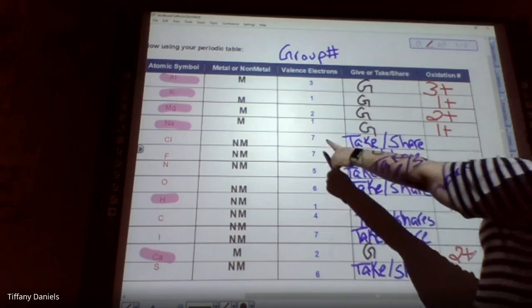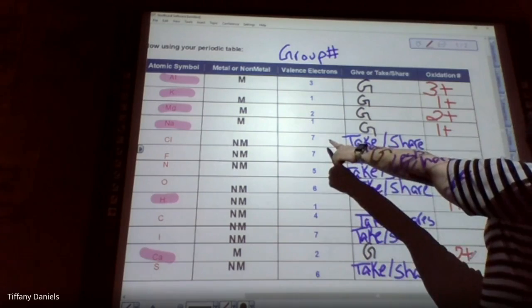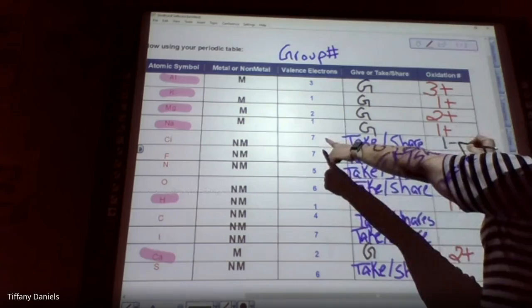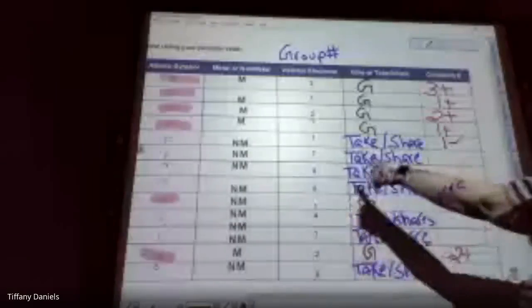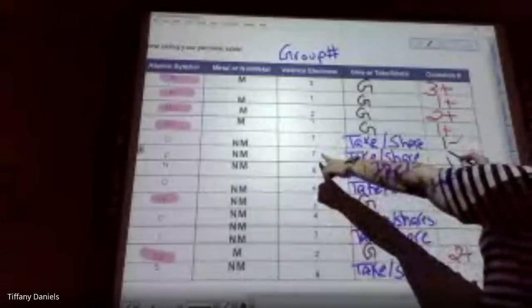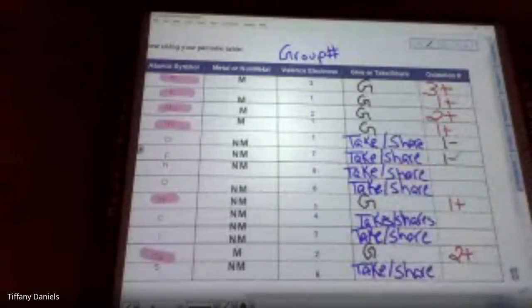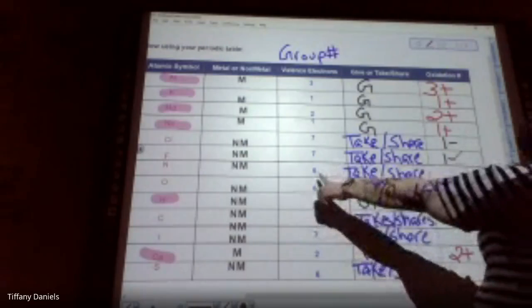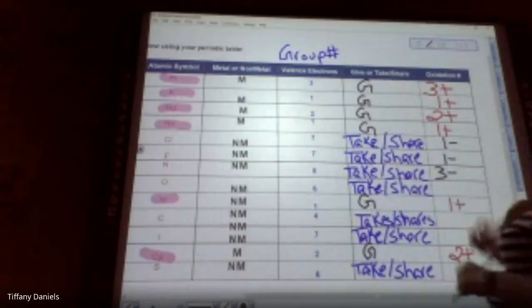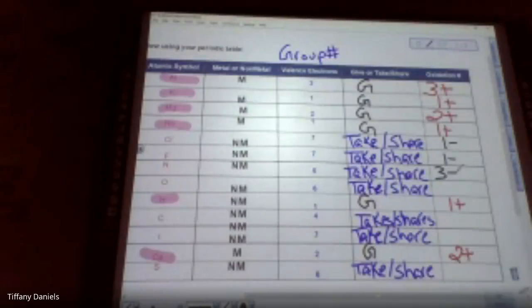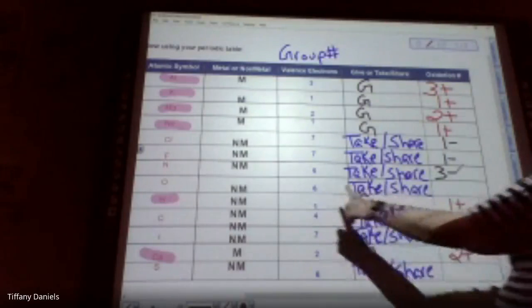How many more does chlorine need to make 8? 1. So it's going to be a 1 minus. And look at that. Fluorine and chlorine are in the same group, so it's also a 1 minus. Nitrogen, how many more does it need? 3. Needs 3 more electrons to fill its shell. Oxygen? 2.